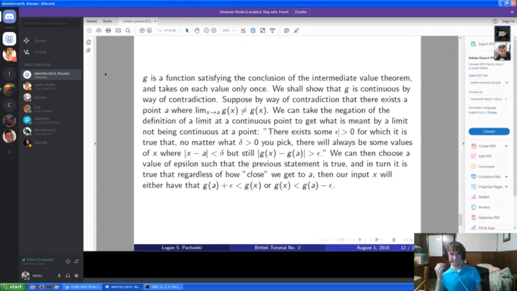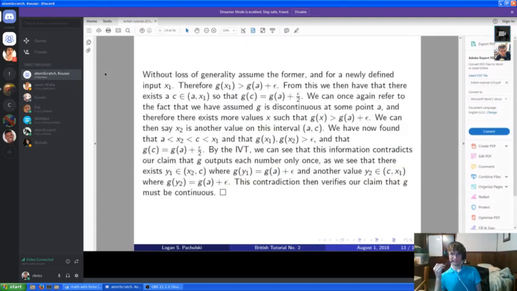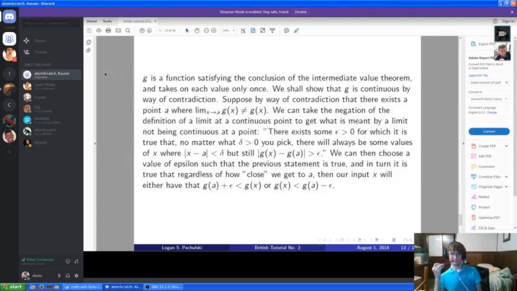Alright, I believe that we have gone over this slide successfully. Okay, referring back to the case that we have, we can then choose a value of epsilon such that the previous statement, the one that we were just talking a lot about, is true. And in turn, it is true that regardless of how close we get to A, our input x will fall into two categories: G of A plus epsilon is less than G of X, or G of X is less than G of A minus epsilon. We shall assume the former case is true and work with that.